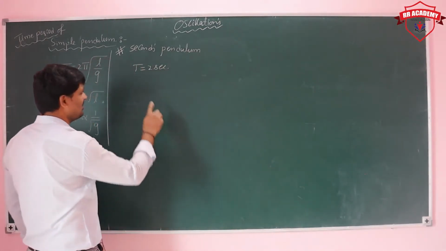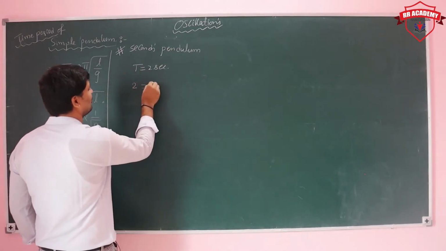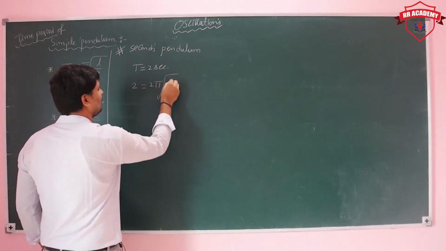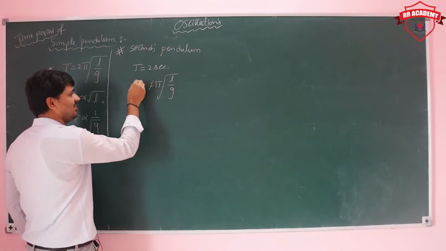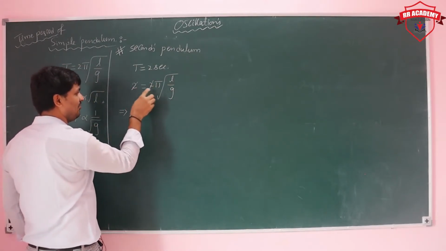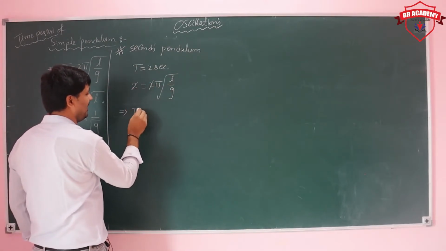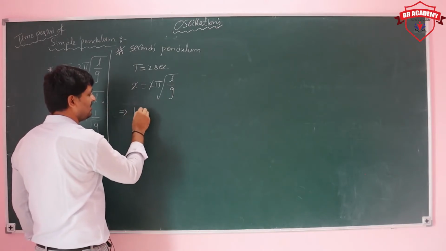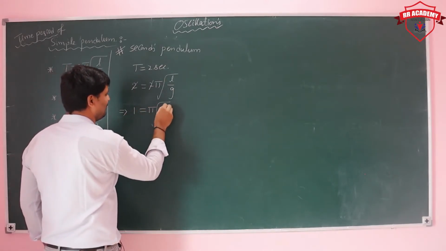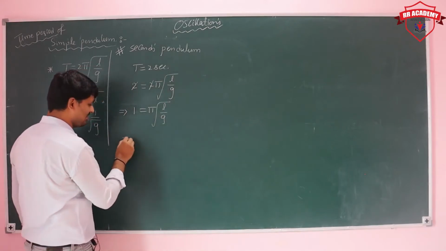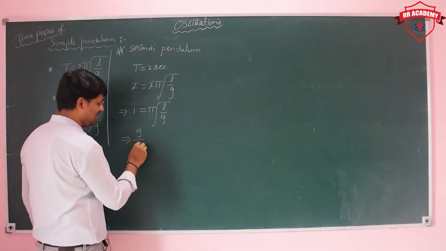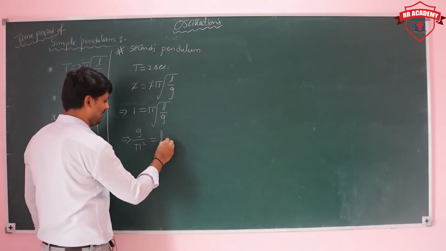So then 2 = 2π√(L/g). So then what can we take here? π = π√(L/g)? No: 1 = π√(L/g). If you square both sides, then g/π² = L.